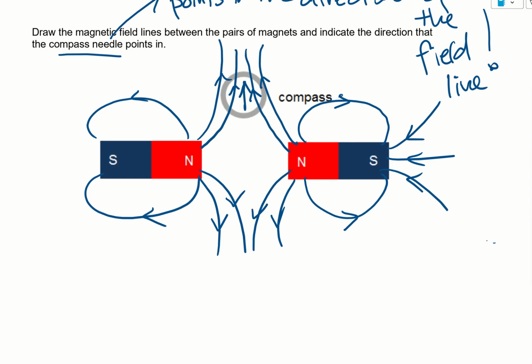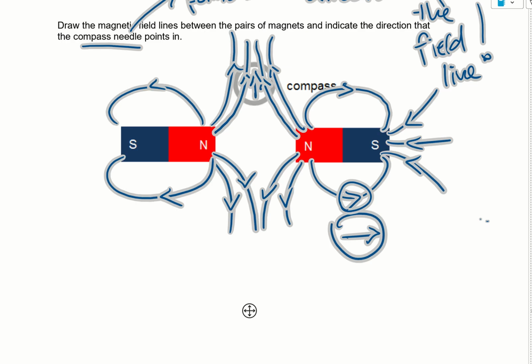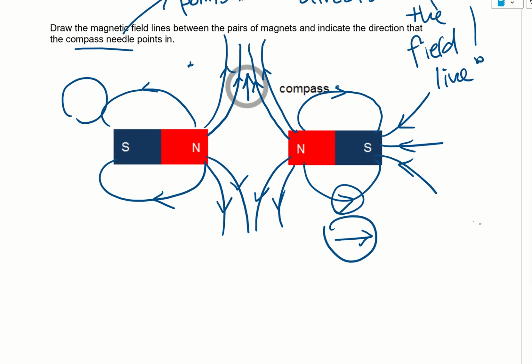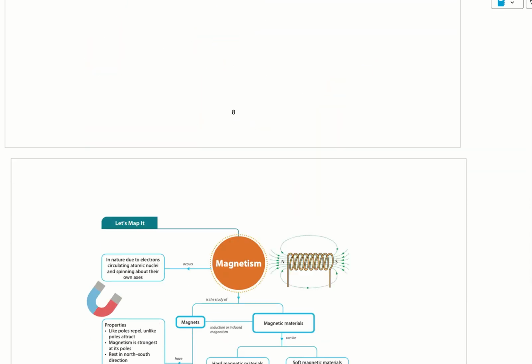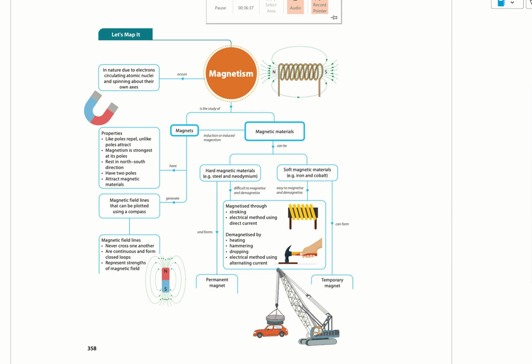So now if I have a compass here, what direction should it point? It will be pointing in the direction of the field lines that is nearest to it and which affects it. Okay, so if I have a compass needle here, it will be pointing this way. If I have a compass here, it will be pointing something like that, this way. Okay? So again, this is a very popular kind of MCQ question. Okay, so this is the summary. Yep. And that will be the end for this chapter.